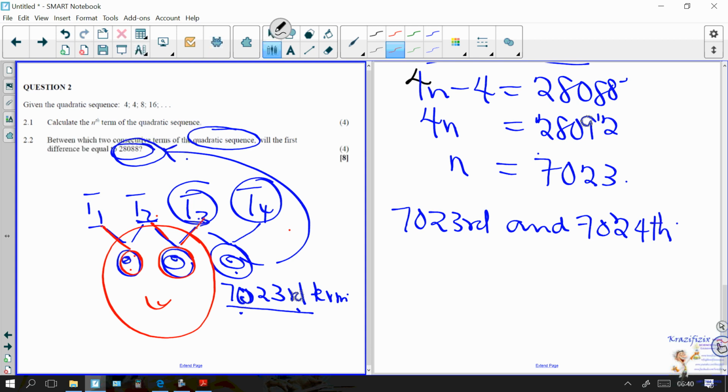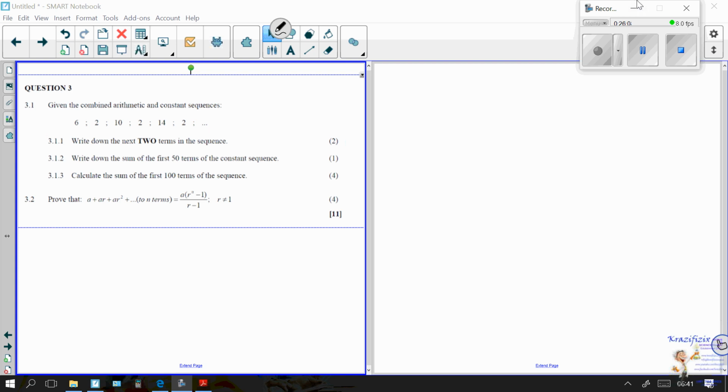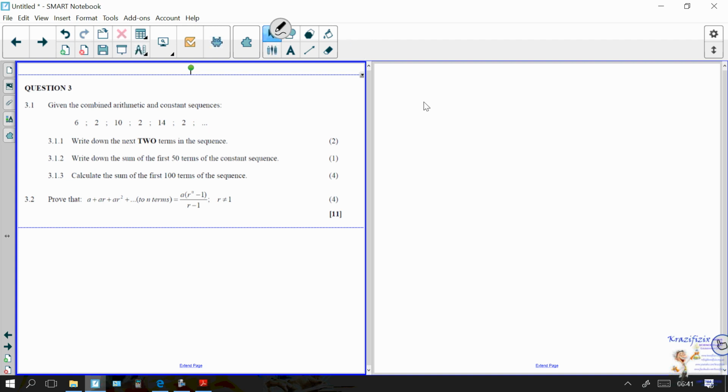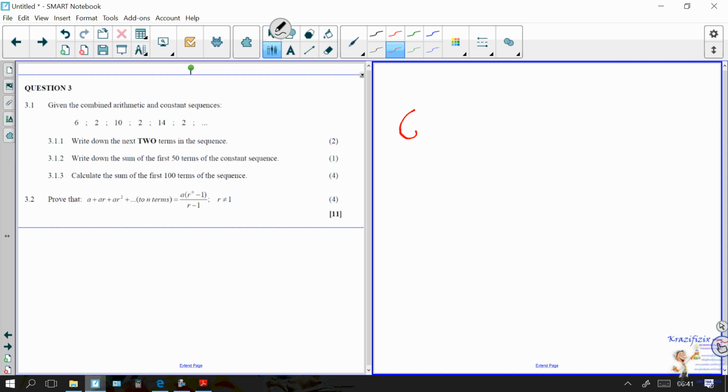2.28 marks is already done there. Let's go to question 3. Given the combined arithmetic and constant sequence, okay, so that's another sequence, a constant sequence. Write down the next two terms of the sequence. I'm going to write what the sequence is for clarity. It's 6, 2, 10, 2, 14, 2.